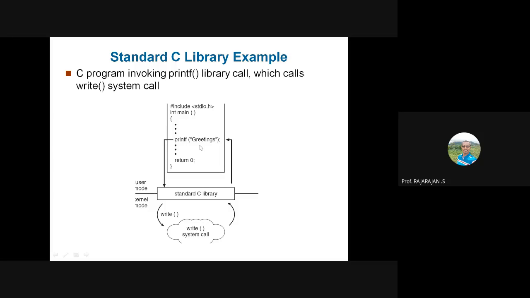So the printf is not capable on its own of writing on the monitor, but it is making use of a ready-made or built-in function, the system call called write. So it is invoked. And there are also modes, which I have already mentioned. Whenever the system calls are executed, the operating system turns the system from user mode to kernel mode and then completes the required system call.